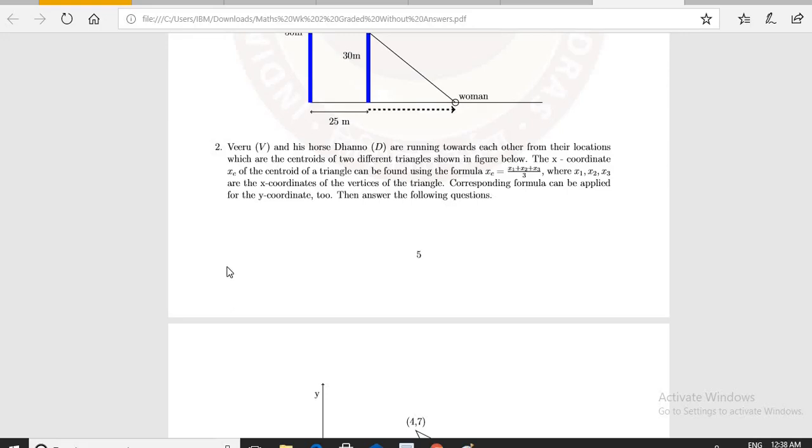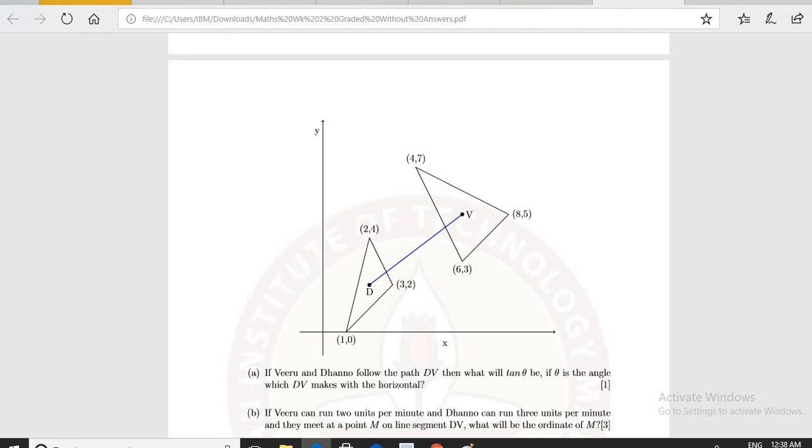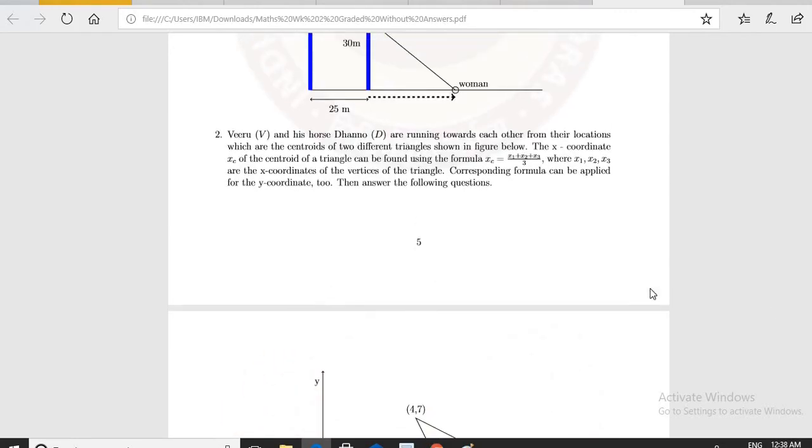Moving on to the next question. This is the data that has been provided to us. Viru, denoted as V, and his horse Dhannu, D, are running toward each other from their locations, which are the centroids of two different triangles shown in the given figure below. So these are the two triangles, and these are the centroids, depicting D and V respectively.